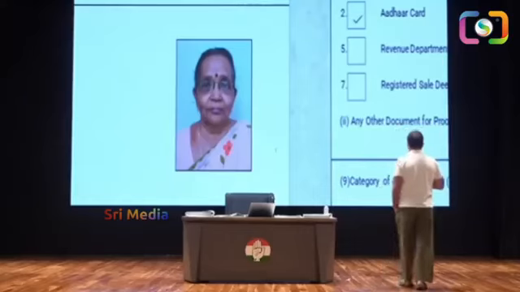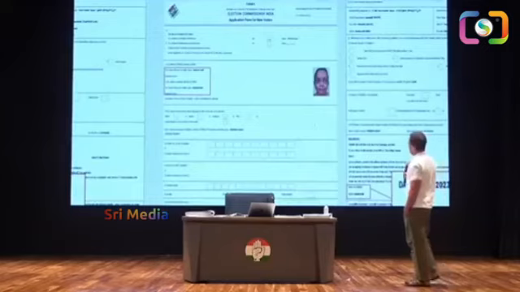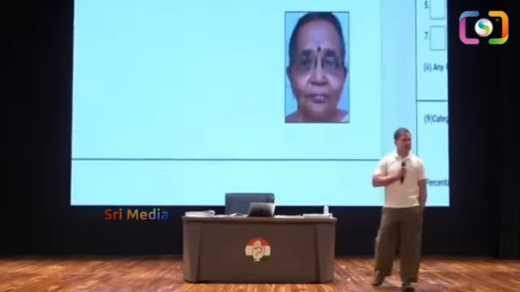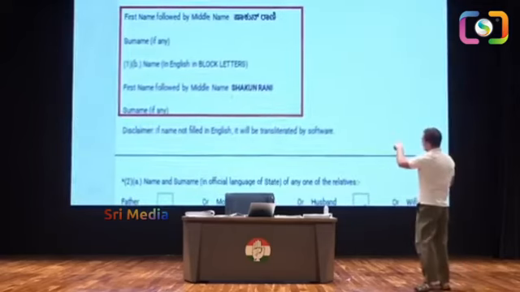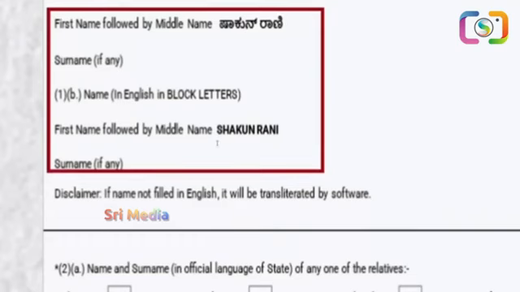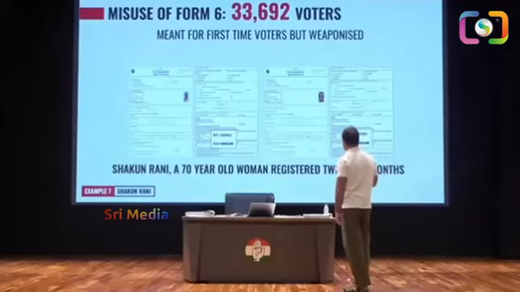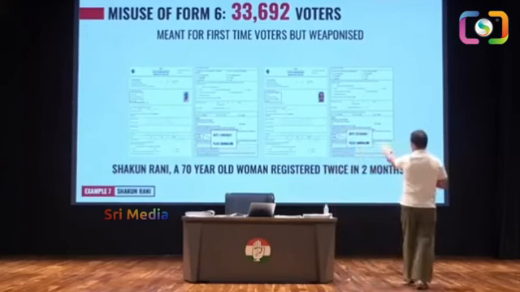Now go to the other picture. So this is essentially a zoomed in picture that they've taken. And this is now suddenly a new voter. Go back. Now she has no surname, but her first name is Shakun Rani. Right? Go back. But what's really interesting here, now she uses this form twice.